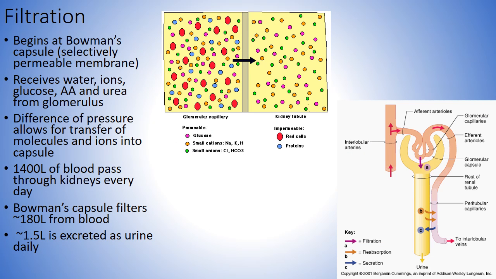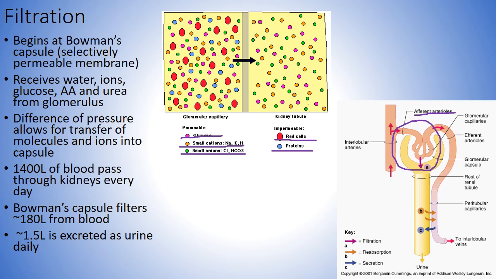Filtration. Again, this begins at the Bowman's capsule and the glomerulus. Afferent arterioles supply blood to the glomerulus, and this is where filtration occurs. Now, what are some of the molecules that will be filtered into the Bowman's capsule? Well, we see glucose, some small cations, and some small anions. Some molecules that do not transport across the membrane are red blood cells and proteins. They're larger molecules.